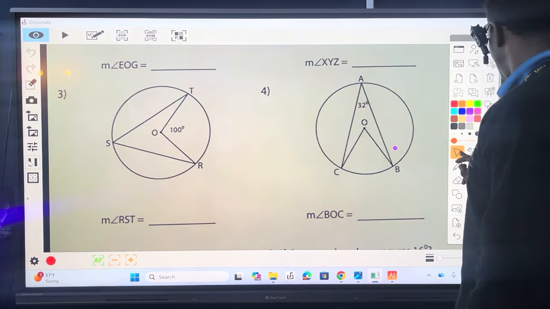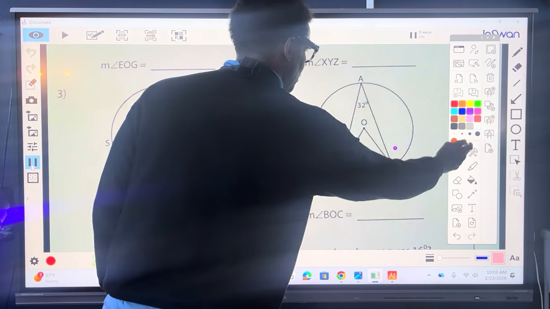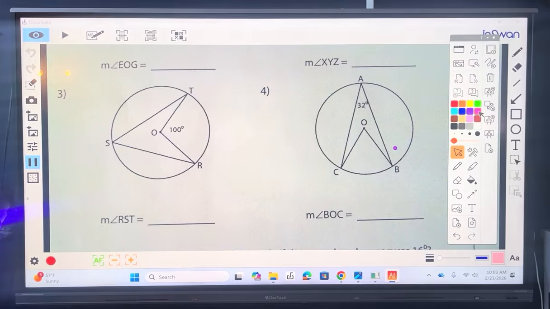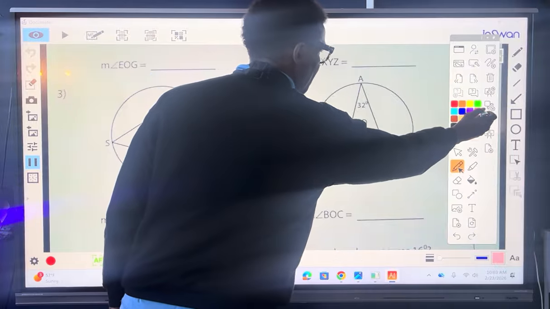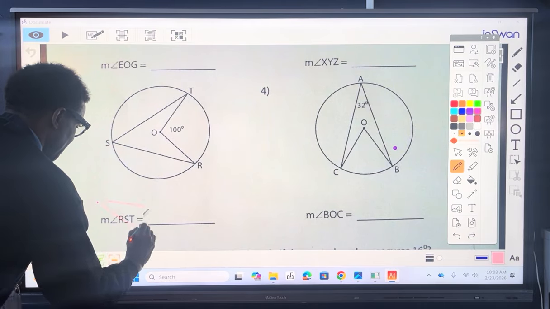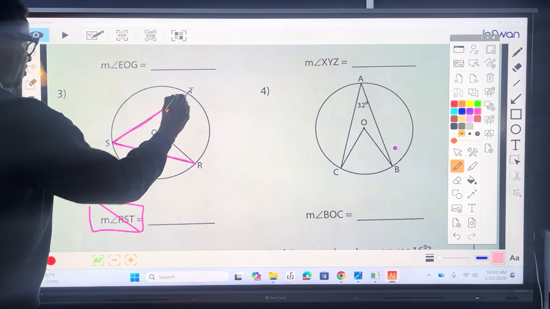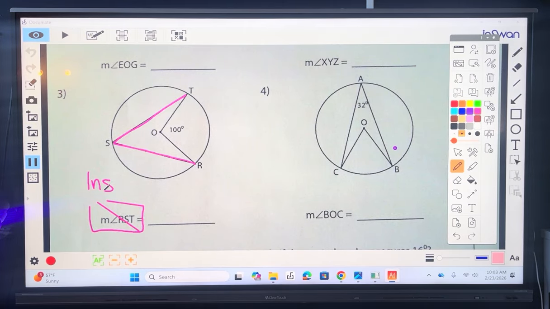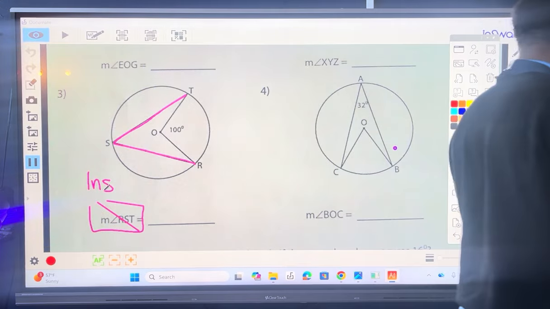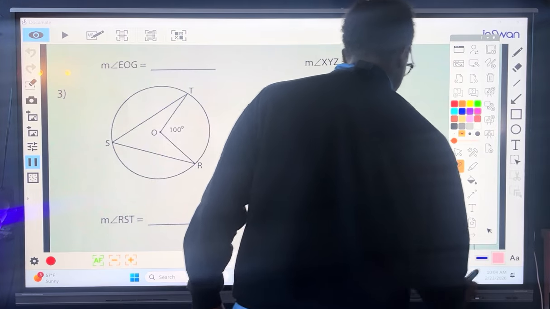You want to always first label and identify the central angles. So first let's see what they want us to get. They want RST. Which is RST? Central or inscribed? Wait, why is number 3 different? Wait a minute. My sheet's different? Oh, I'm sorry, I'm on this side. Wrong side.